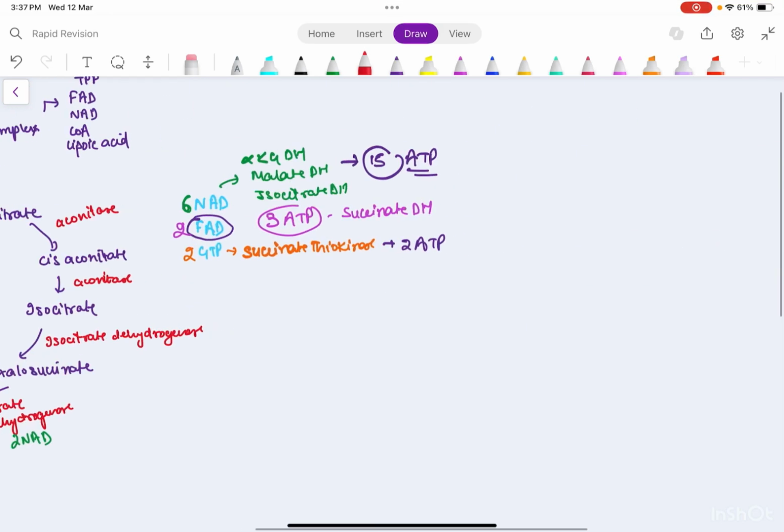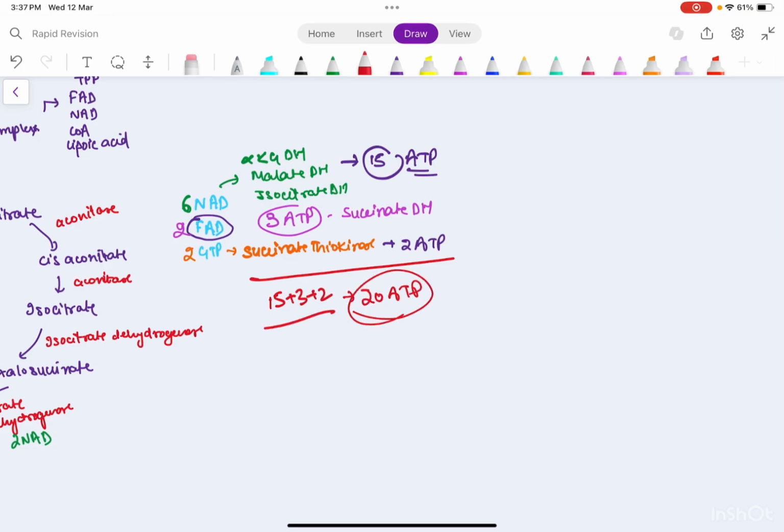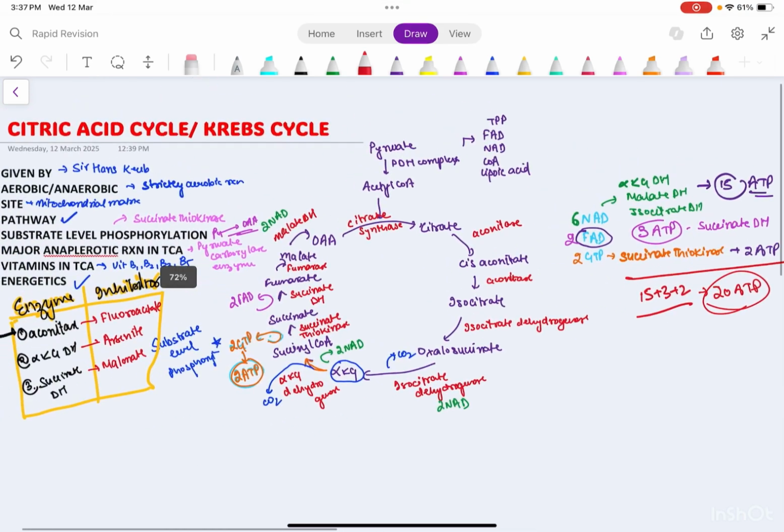So if here you see total, so 15 plus 3 plus 2, so you have 20 ATP being formed through the TCA cycle. So this is the TCA cycle.